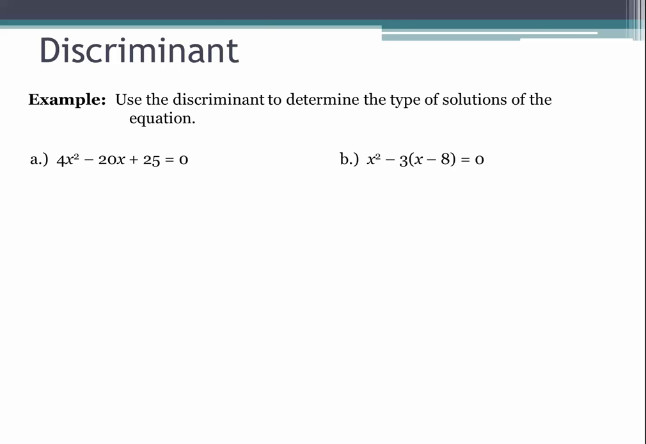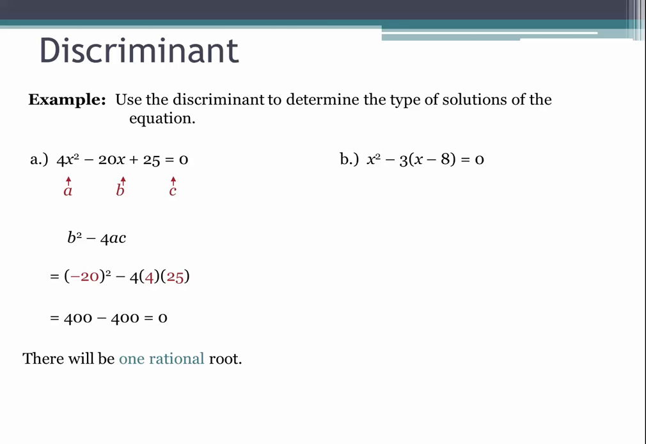Given the equation 4x squared minus 20x plus 25 equals 0, determine the type of solutions for this equation. Our a is 4, b is negative 20, and c is 25. Plug these into our discriminant formula, which is b squared minus 4 times a times c. Negative 20 squared is a positive 400, and negative 4 times 4 times 25 is a negative 400. So 400 minus 400 is 0. Therefore, there would be 1 rational solution to this equation.